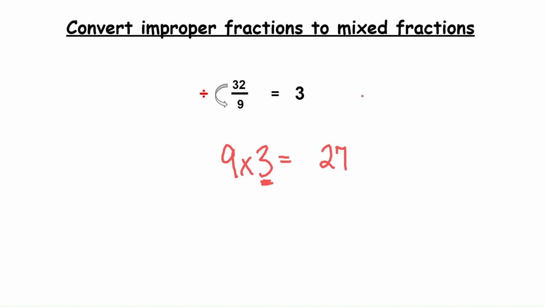And our remainder is going to be what's left over when we divided 32 by 9. So we're going to subtract, and that's going to be 5. So our numerator is going to be 5, and the denominator is going to be the same as it was in the improper fraction, which is 9. So the improper fraction 32 over 9 is equal to 3 5/9.